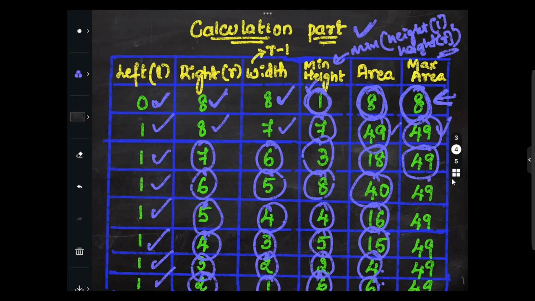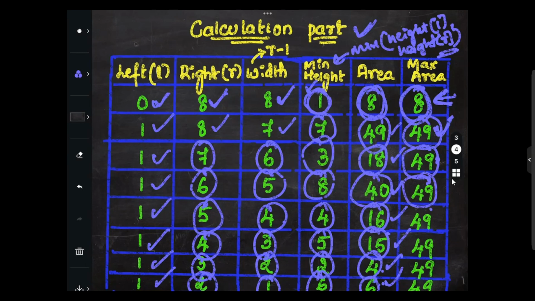So we already have the maximum value 49. We don't have a value that is greater than 49 each time. You can clearly see here: 18 we have, 40 we have, 16 we have, 15, 4 and 6. Every time we have got a value that is less than 49.